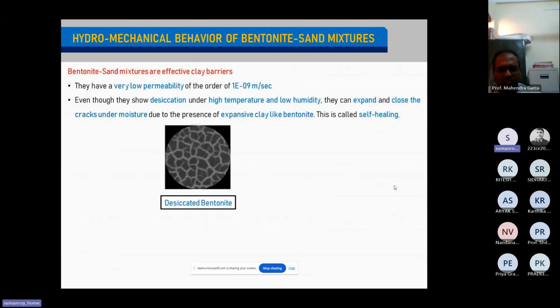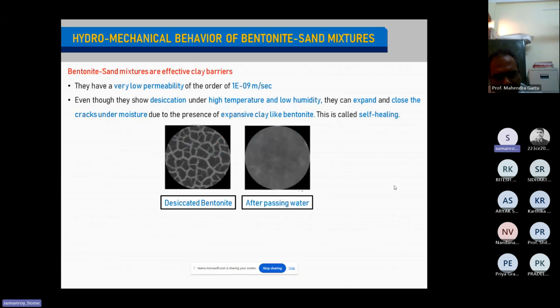Typically like this. So this is an example of a desiccated bentonite. You can easily see the cracks. But under moisture, you see that those cracks have been sealed. You can see where the cracks were formed, those points are visible, but you see that those cracks have been sealed. So once the sealing is done, which we call self-sealing, the purpose of the liner system is done.